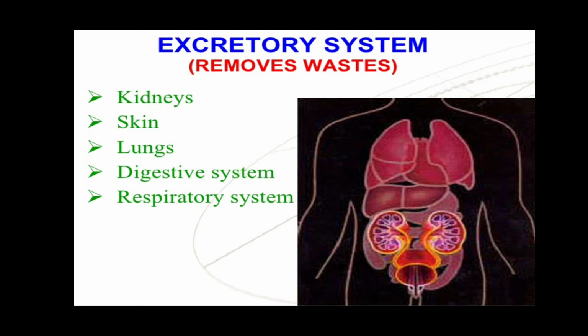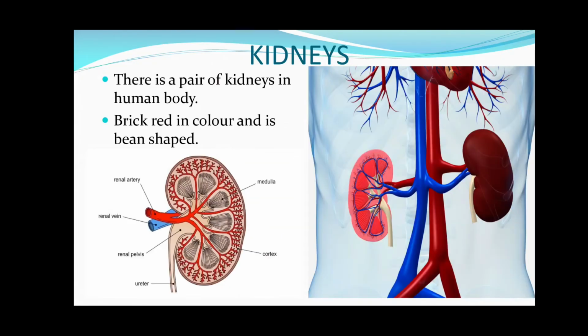Let us discuss the main organs which are involved in this urinary system. First is the kidneys. Students, there is a pair of kidneys in the human body. Each kidney is brick red in color and is bean shaped. They filter out waste products from the blood.